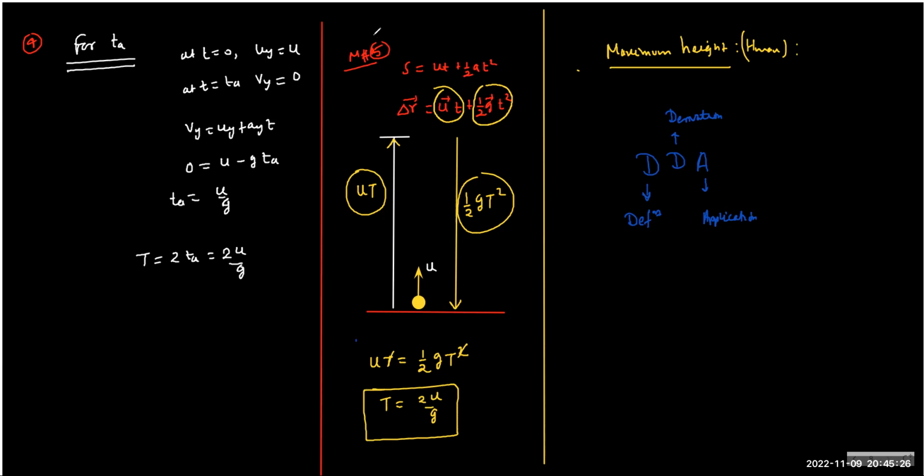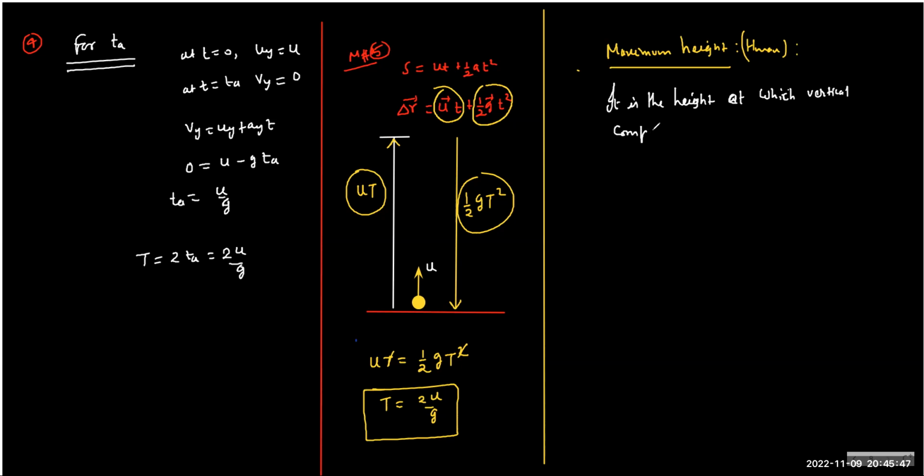Anyway, so what is maximum height again? Let me just formally put it here because now you know the answer. It is the height at which vertical component of velocity becomes 0. Any doubt in this?